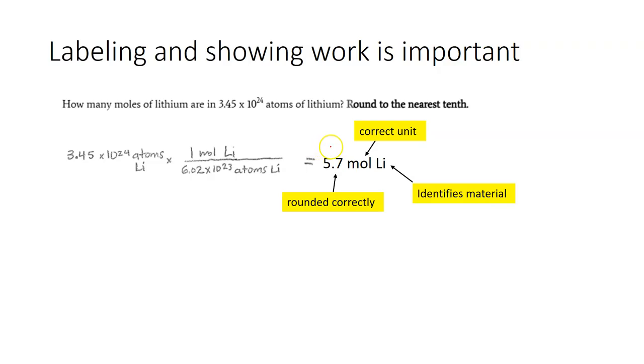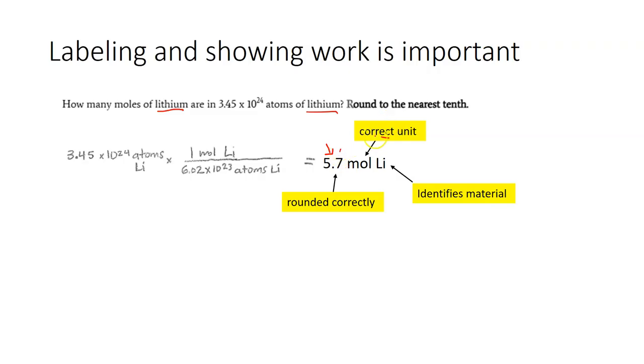We need a correctly rounded answer. We need the correct unit, and you have to tell me moles of what? In this case, how many moles of lithium are in 3.45 times 10 to the 24th atoms of lithium? Round to the nearest tenth. So we rounded to the tenth.